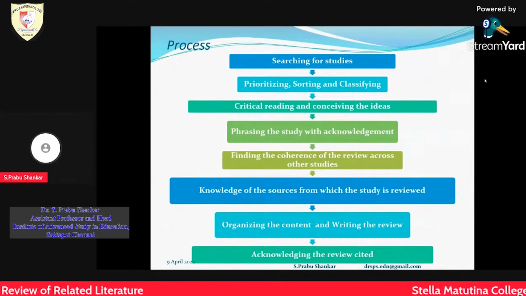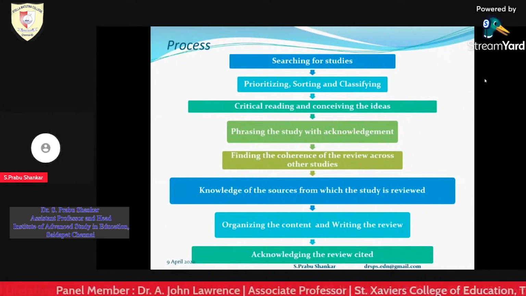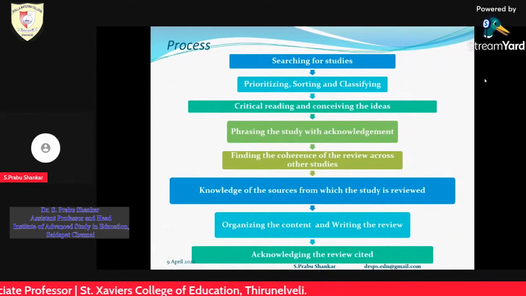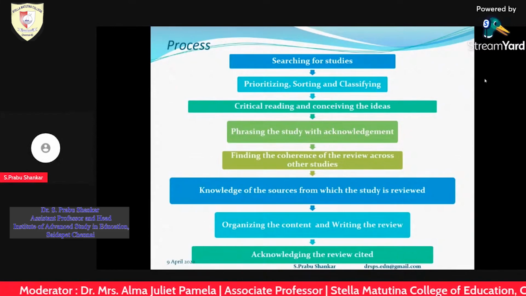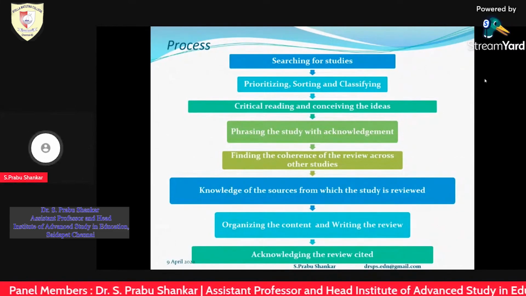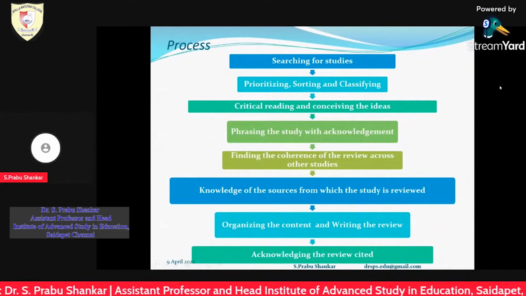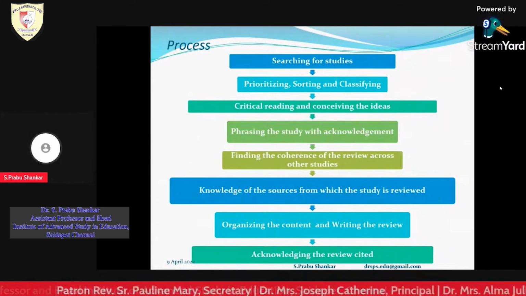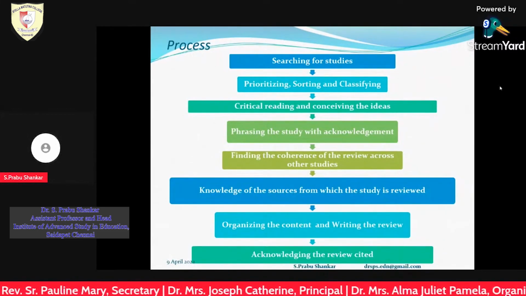For this purpose, from the beginning of the research period itself, you have to maintain a separate note. You can call it a biblio note, in which day by day you write the sources of the reviews, which will definitely add strength to your bibliography. So organizing the content, writing the review, and acknowledging the review cited are the primary processes involved in the review of literature.